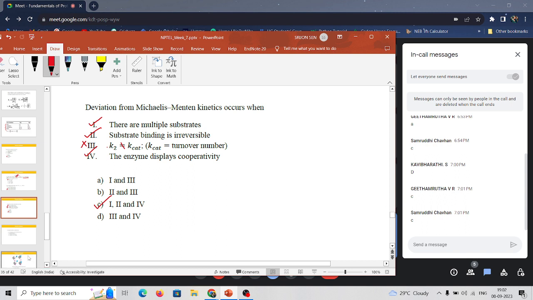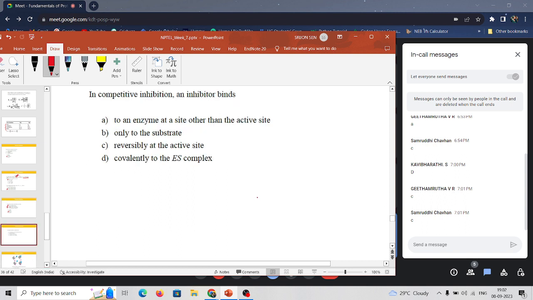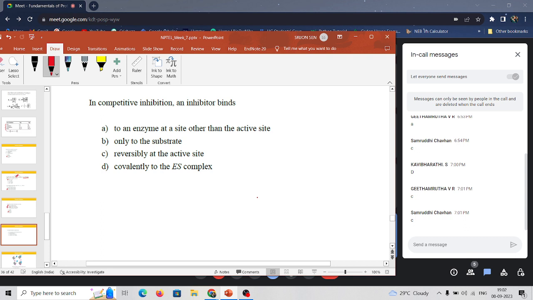Very good. Okay. Now coming to competitive inhibition. So in competitive inhibition, what is happening? An inhibitor binds to an enzyme at a site other than the active site, only to the substrate, reversibly at the active site, covalently to the ES complex. So where is your inhibitor binding in a competitive inhibition?